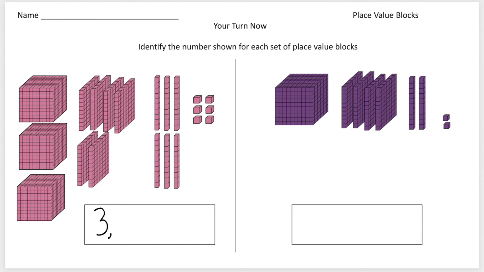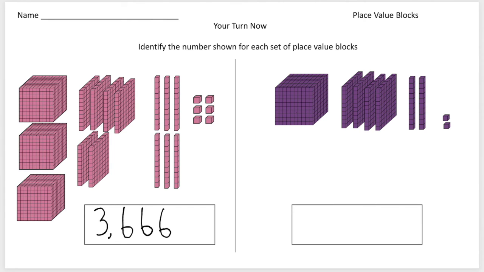And then we have 1, 2, 3, 4, 5, 6 groups of the hundreds. So it's going to be 600. And then we have 1, 2, 3, 4, 5, 6 groups of the tens. So that's going to be 60. And then finally we have 1, 2, 3, 4, 5, 6 ones. So it'll be a 6. So this image represents the number 3,666.